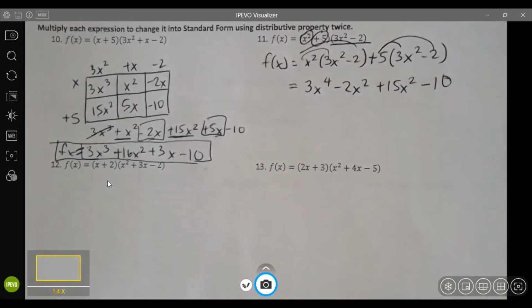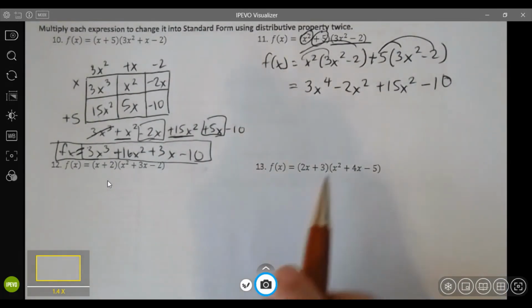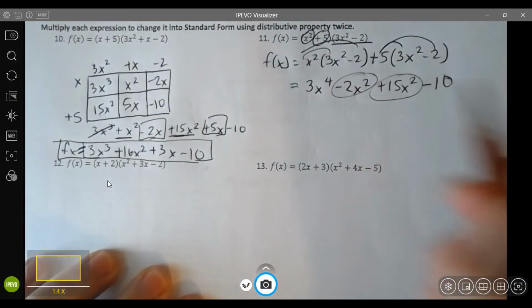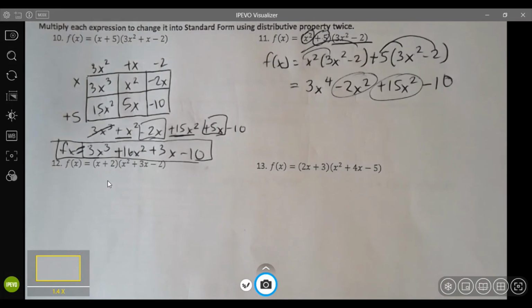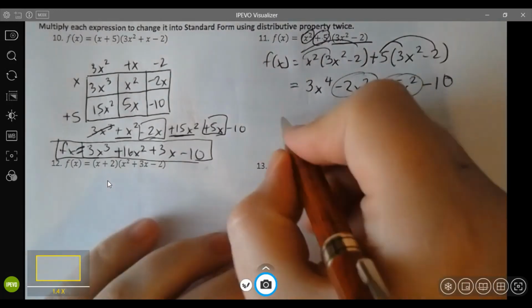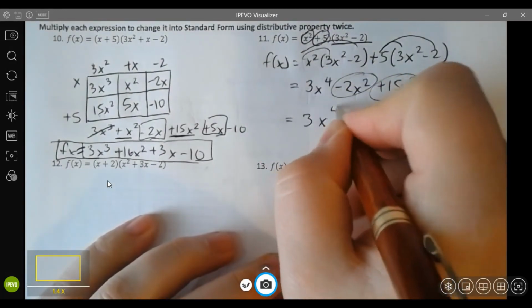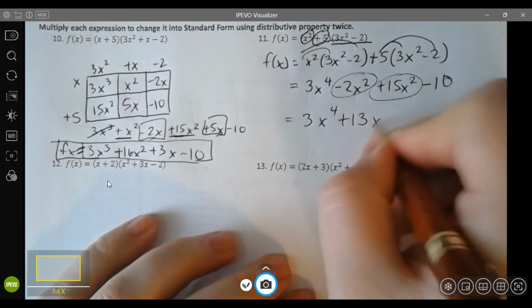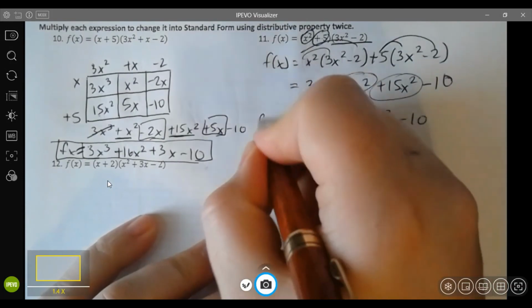And then next, just simplify. So combine like terms. Notice I have negative 2x squared and positive 15x squared. Those can get added together. So this is 3x to the 4. 15 minus 2 is 13. So 13x squared minus 10. And that is f of x.